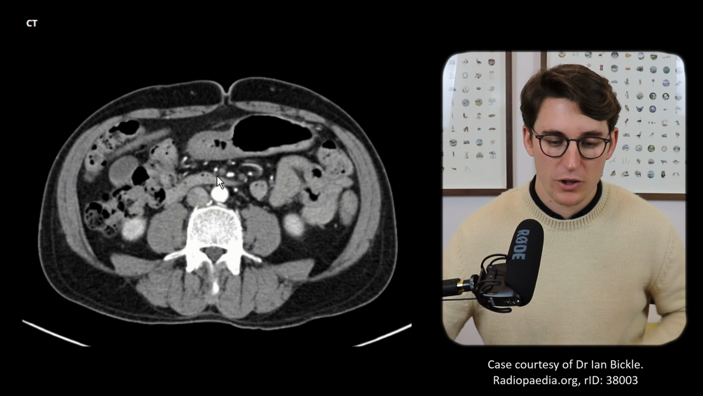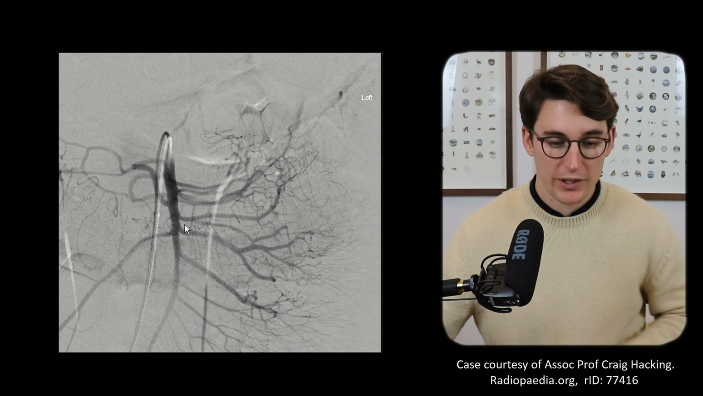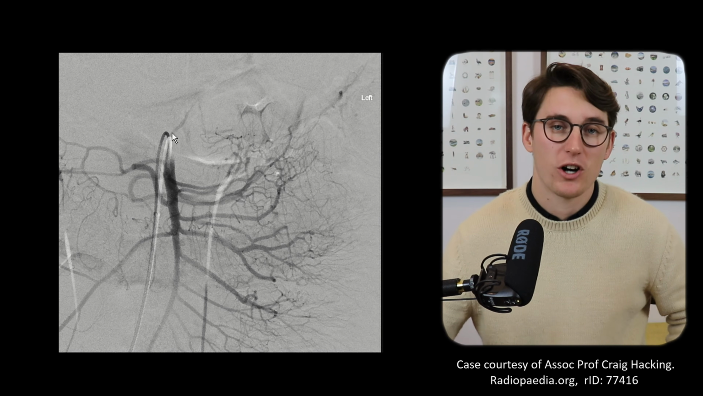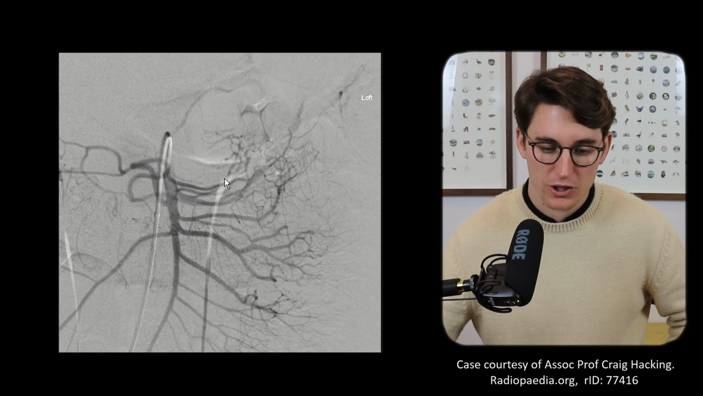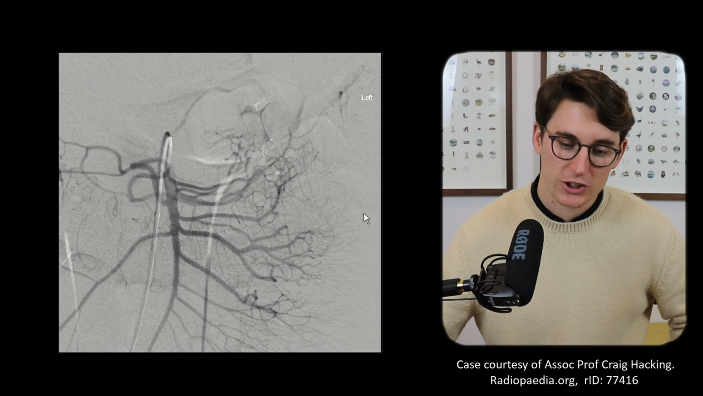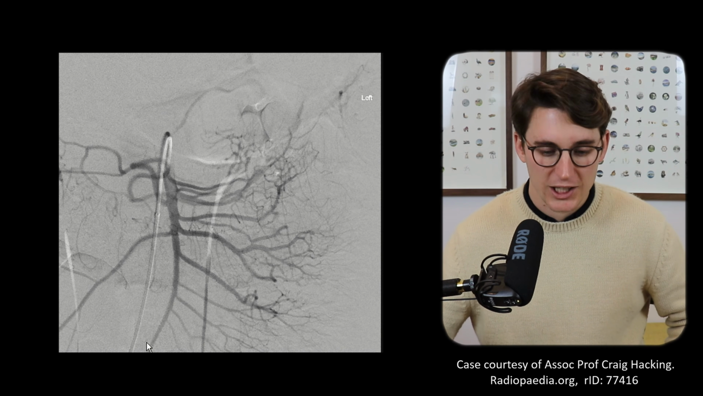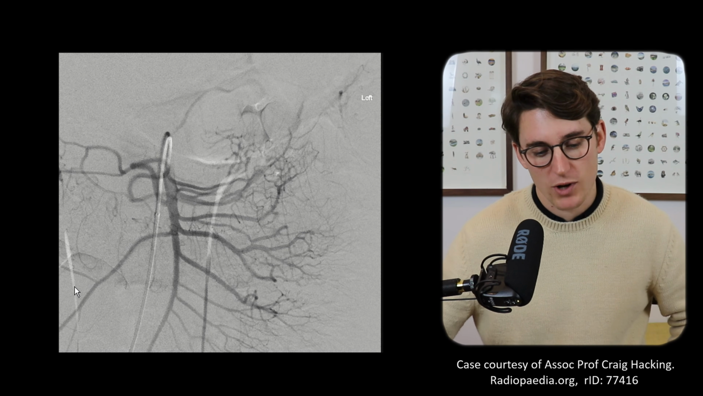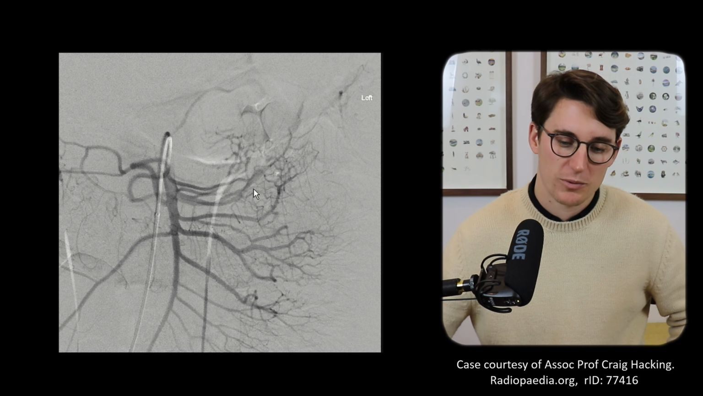Perfect. Let's have a look at what that looks like on a DSA. So again, we're injecting contrast into our SMA here. Our catheter tip is just past our inferior pancreatoduodenal arteries, so we're not going to see that. The first branches we're going to see off are our jejunal branches going to the jejunum, then our ileal branches, then the terminal branch coming as our ileocolic artery. On the patient's right-hand side, we've got our right colic artery, and then we've got our middle colic supplying this transverse colon, 2/3 of that transverse colon with blood.